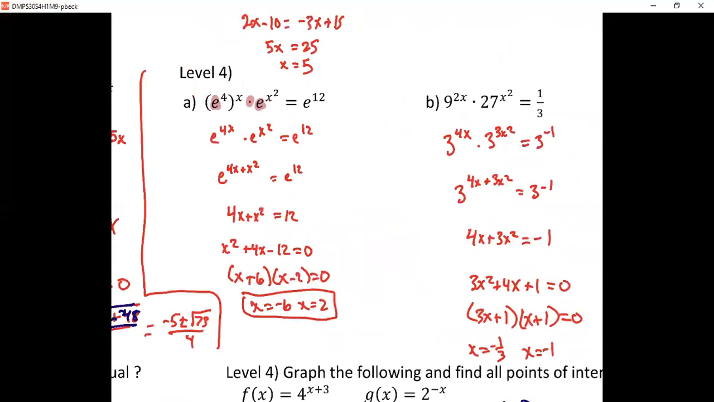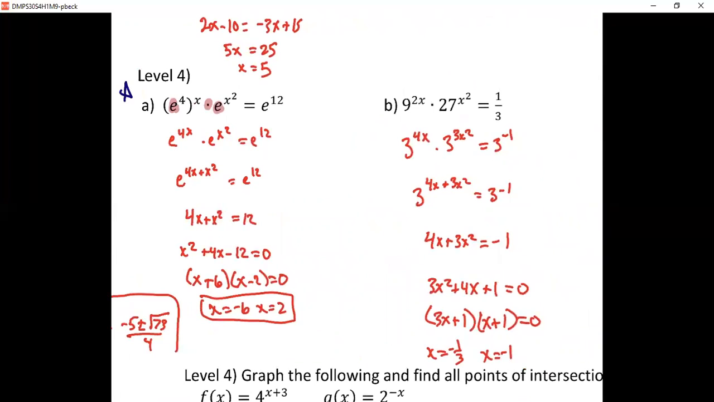Then we get to our level 4 problems, and everybody, I guarantee you that I'm going to ask you how to solve this level 4. The idea behind this level 4 is this is the direction of where we're taking it. This shows that you actually understand how to work with the exponential laws. So yes, you are going to be tested on this.